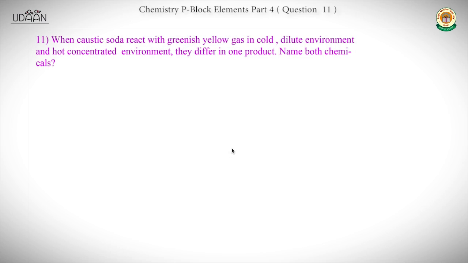So Sohail, in this question, we have to tell the difference in the products when greenish yellow gas is treated with caustic soda first in hot conditions, then in cold and dilute conditions. Yes, in this question we have to tell this only. Okay, firstly we should know what is caustic soda. Caustic soda is NaOH.